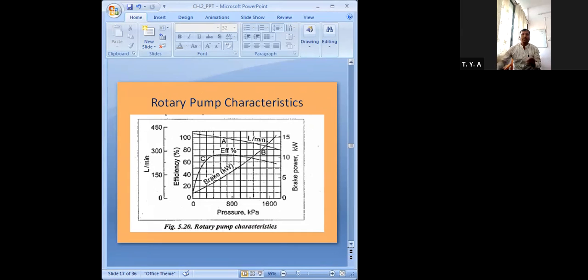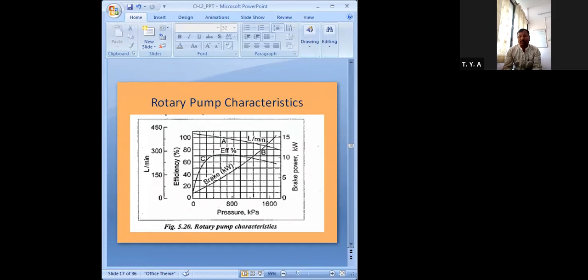Now, this figure is related to the rotary pump characteristic. This figure explains the typical efficiency curve. You can see the percentage efficiency, then a power curve I have shown here, and the rate of discharge. This curve is for the rotary pump at constant operational speed. By looking at this curve, we can interpret some conclusions.